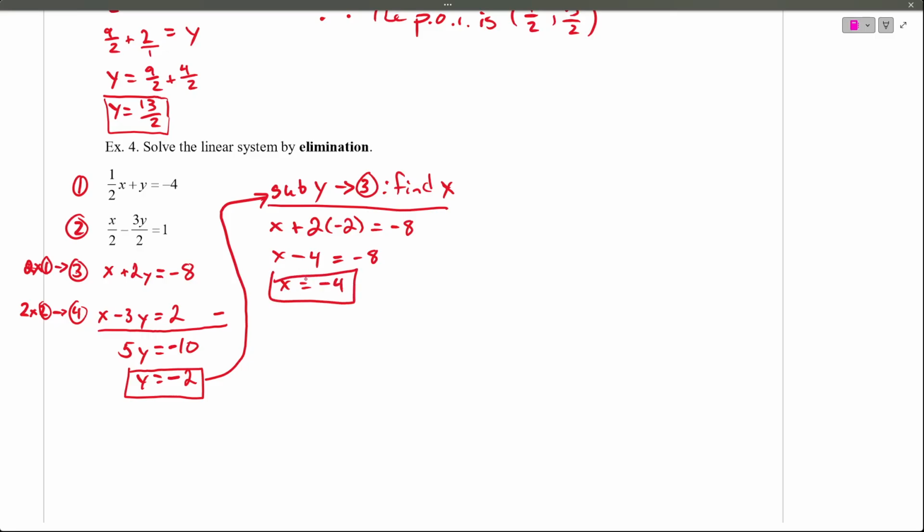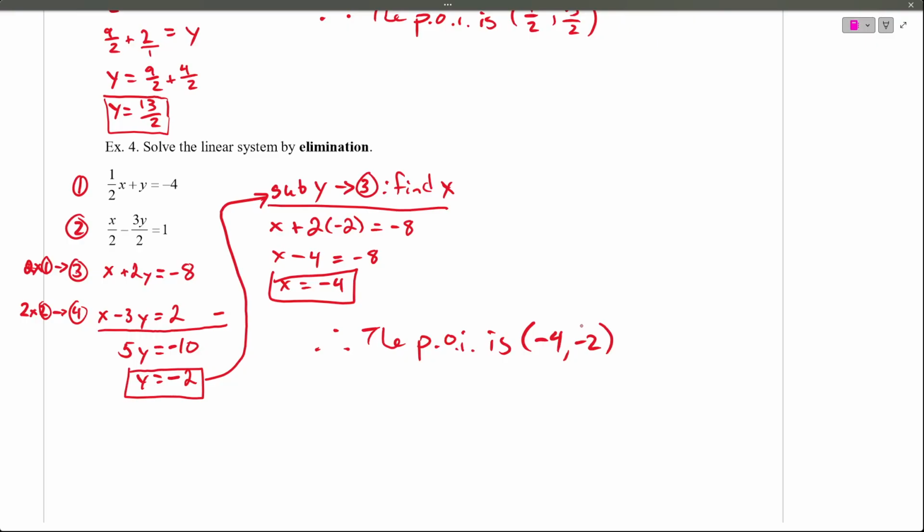So when all said and done, therefore, the point of intersection is going to be -4 and -2. Awesome. So that's the core of solving by elimination.